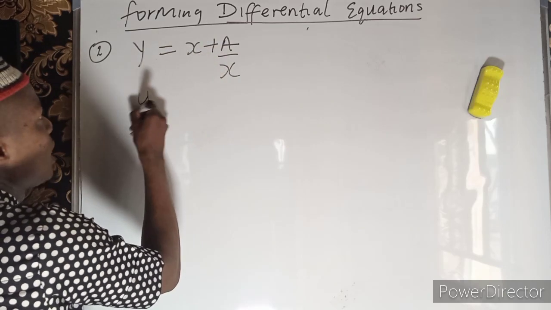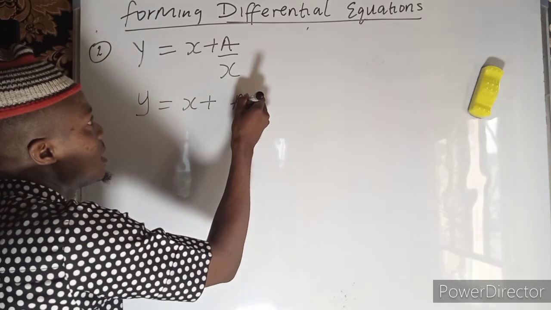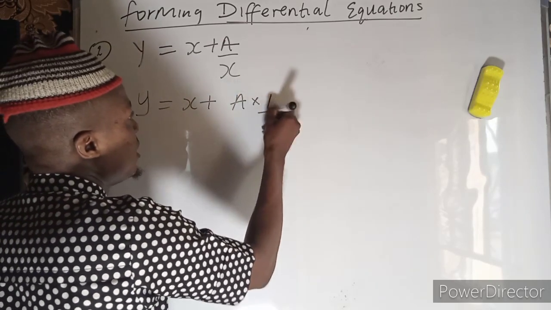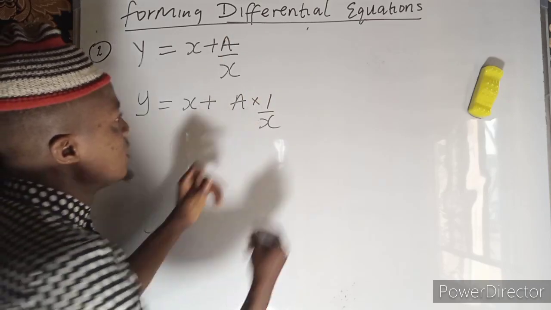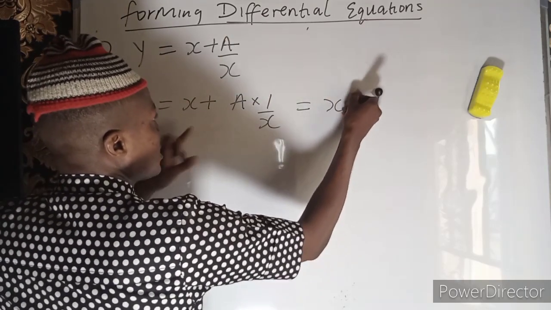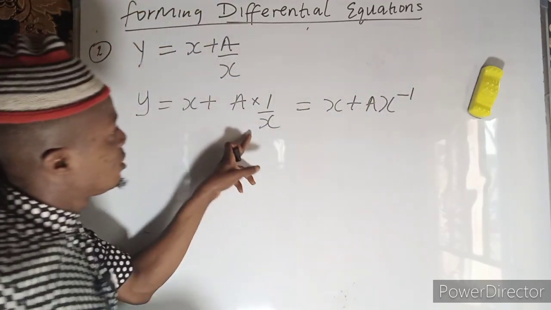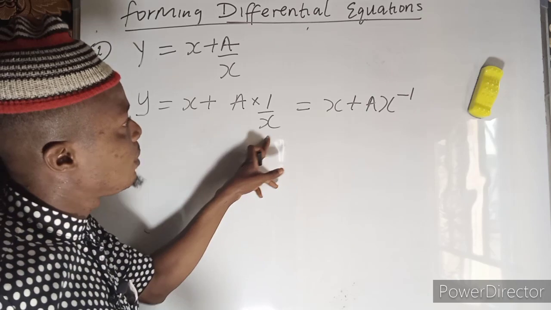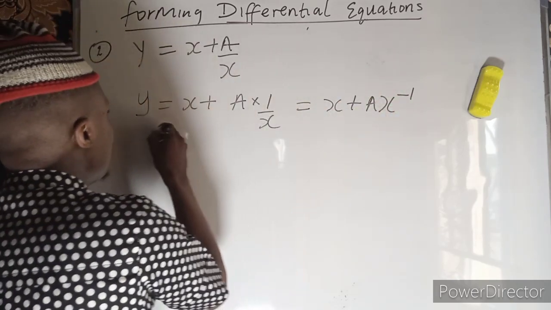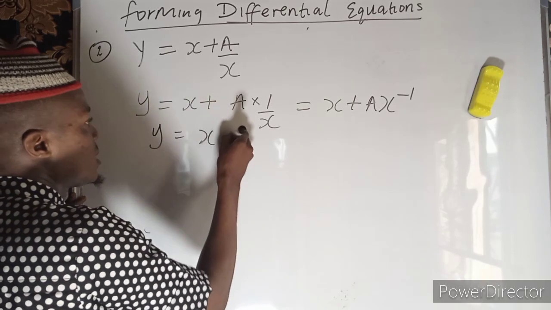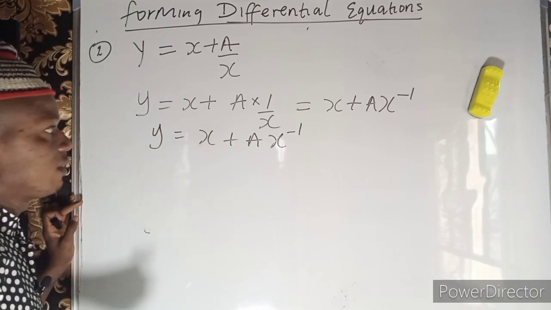This can be seen as y equals x plus a times 1 over x. Okay, because a times 1 will give us a over x. So this can be seen as x plus a x^-1, because 1 over x, from the laws of indices, implies x to the power of -1. So we've seen that our y is just x plus a x^-1. This is the value of our y.